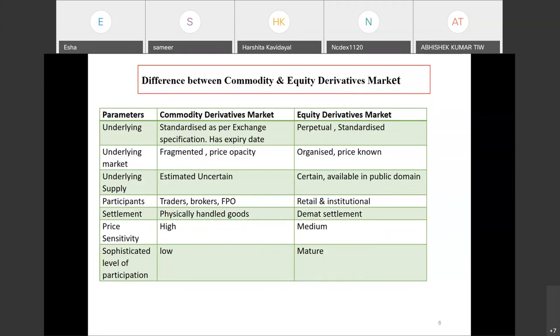Nobody else will be affected. But in case of commodities, which are the main course of consumption of the masses, if there are changes or fluctuations in price, it will affect the entire population of the country. Sophisticated, as I told you, here it is very low and here it is very high.